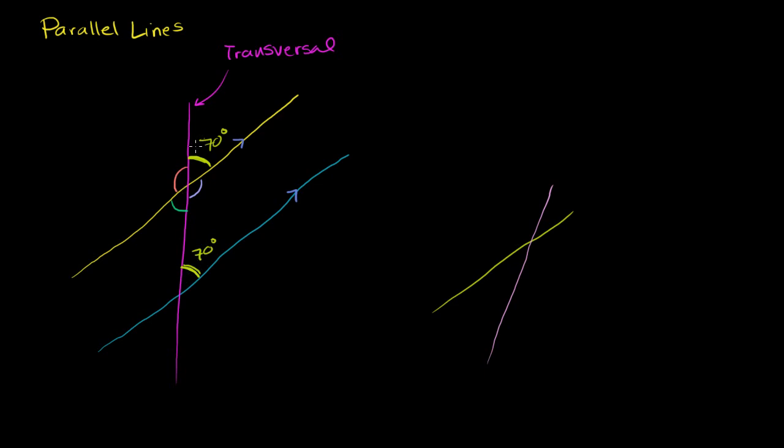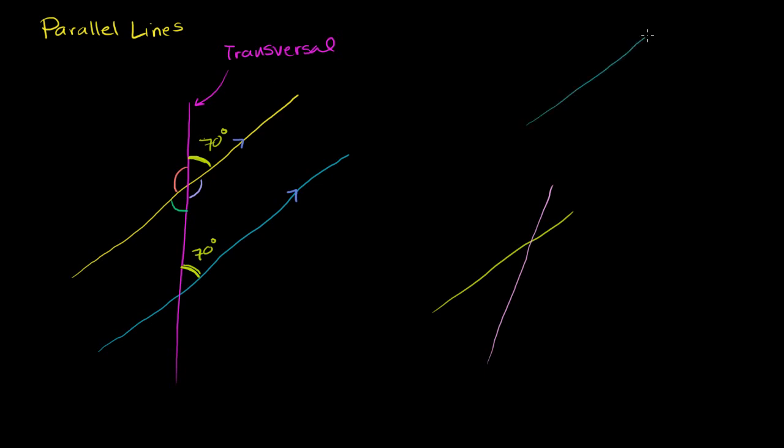And if you just think about it, or if you even play with toothpicks or something, and you keep changing the direction of this transversal line, you'll see that it actually looks like they should always be equal. If I were to take, let me draw two other parallel lines. Let me show maybe a more extreme example.